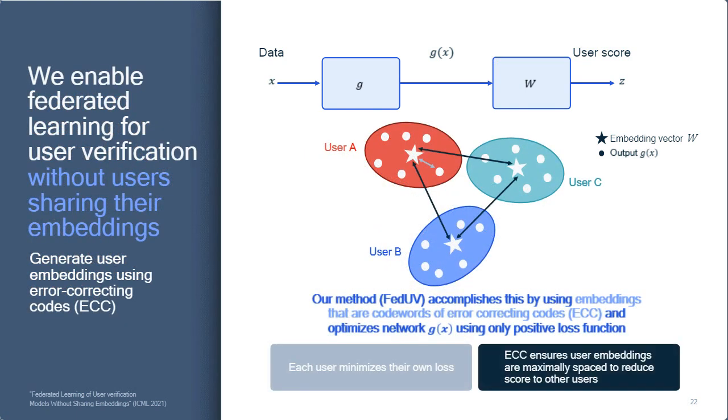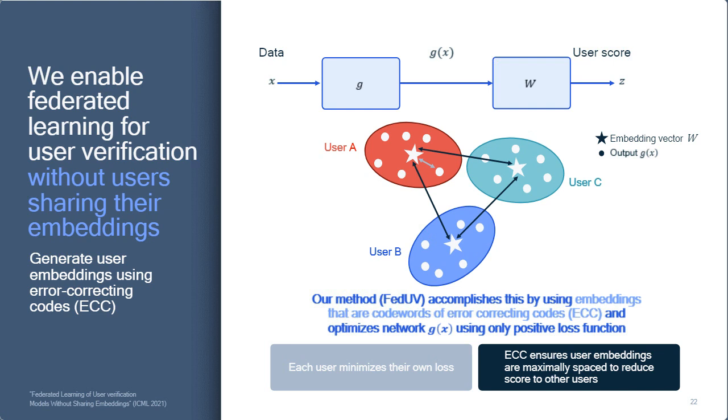Now, if we want to prevent having to share these embeddings, we can enable federated learning in a different way. We can use a structured embedding space, such as an error correcting code. In this picture, these embedding vectors W, because they come from an error correction code, have a minimal spacing guarantee. And so these black lines help us ensure that these embeddings are going to be far apart.